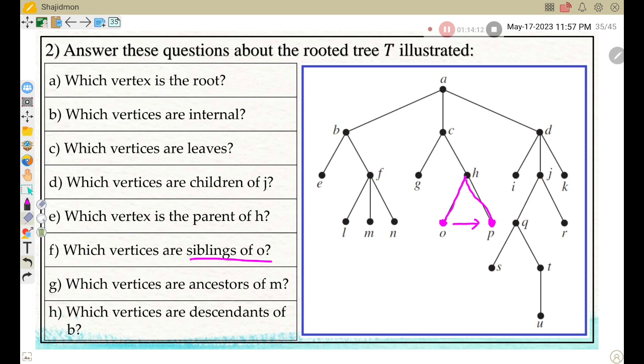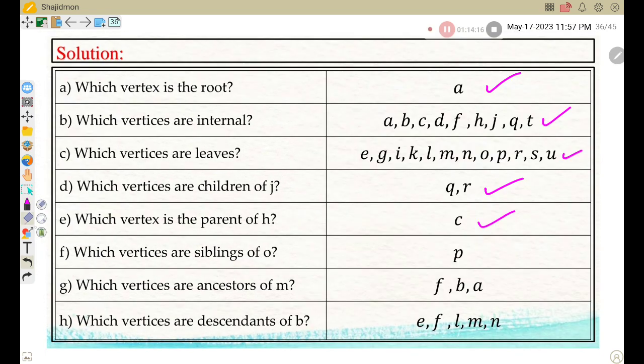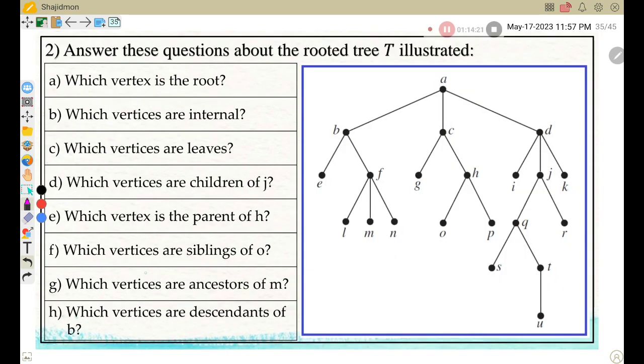Okay, hope you understood. So I can mark here: sibling of O means P. P is the sibling of O. Now next one. Which vertices are ancestors of M? Okay, important part. Which vertices are the ancestors of M? So M is this vertex, correct?